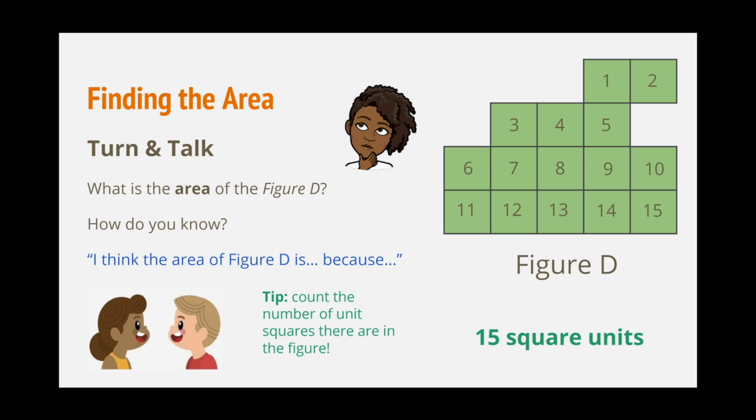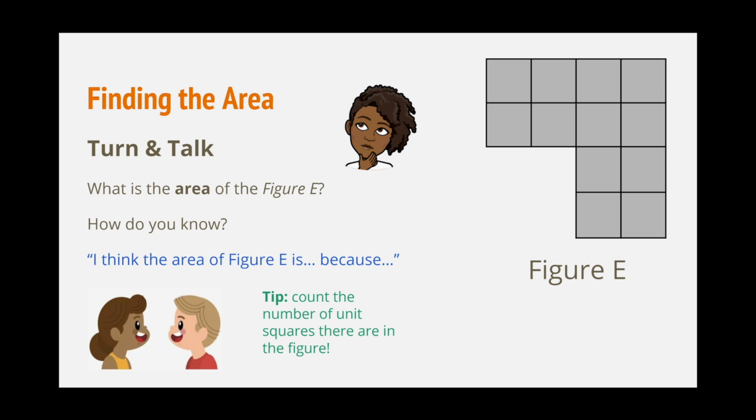15 square units. What is the area of figure E? How do you know? I think the area of figure E is ___ because, and remember our tip, count the number of unit squares there are in the figure. I think there are 12 square units because I counted. There's 1, 2, 3, 4, 5, 6, 7, 8, 9, 10, 11, 12 squares. 12 square units is the area.